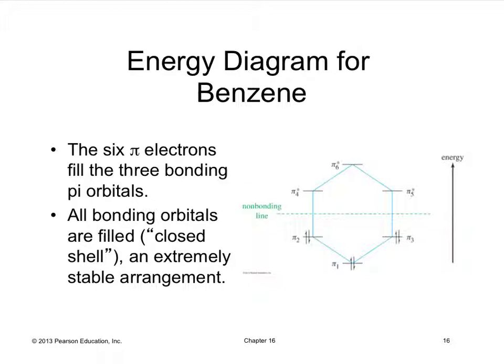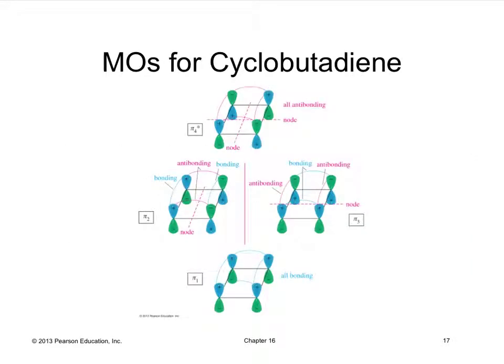So in terms of the energy diagram for benzene, 6 pi electrons fill the 3 bonding orbitals, so the energy levels are 1, 2, 3, 4 star, 5 star, and 6 star. And you fill those 6 electrons, so all bonding orbitals are filled, resulting in a stable arrangement for benzene.